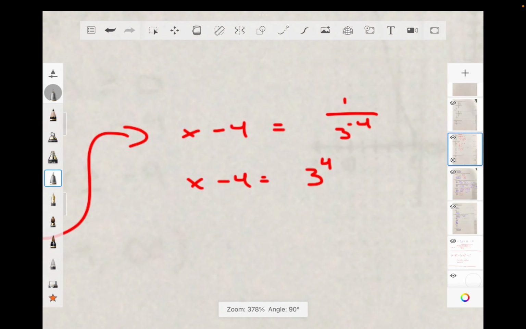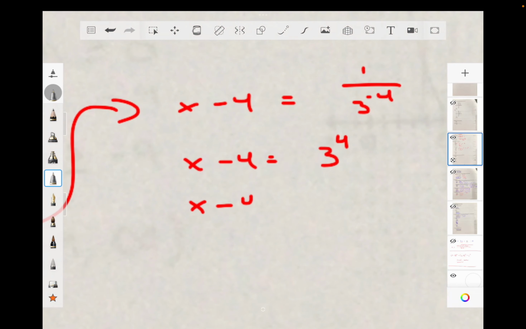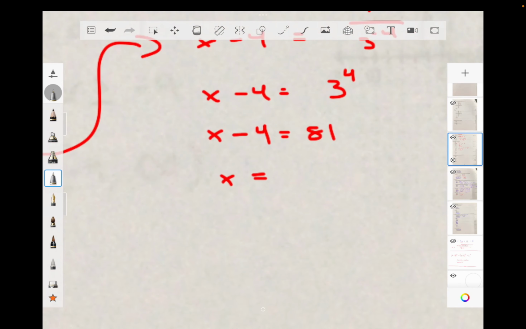3 to the fourth is 3 times 3, 9. 9 times 9 is 81. So x minus 4 equals 81. X equals 85.